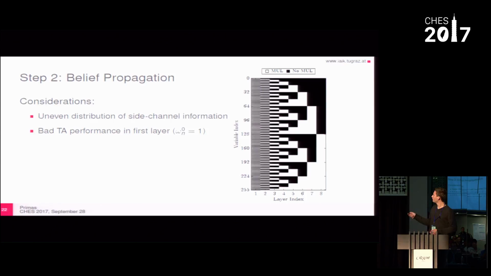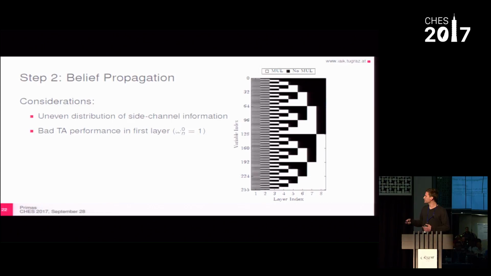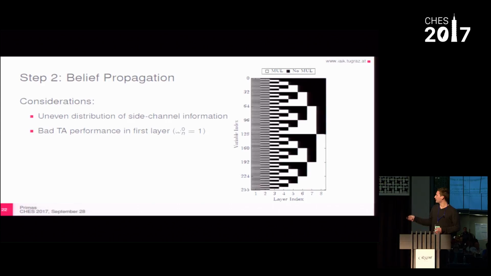Additionally, what we also observed during our attack is that in the first layer, the template matching performance is quite bad because the twiddle factor that we are using in this modular multiplication, so the known factor, is always one. So we do a modular multiplication with the value one. There's also no reduction, so there's not a lot of variance in the power traces. So the template matching is quite inefficient here, which is also why the probabilities are very noisy in the first layer especially. So how can we overcome this problem?